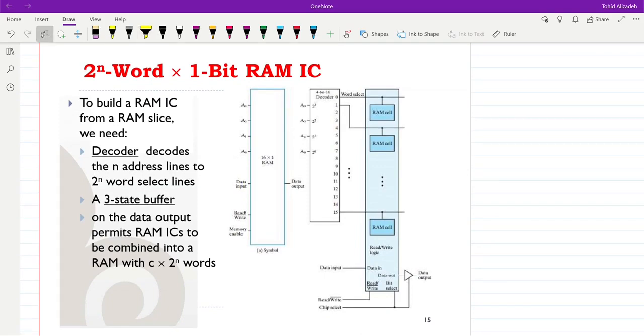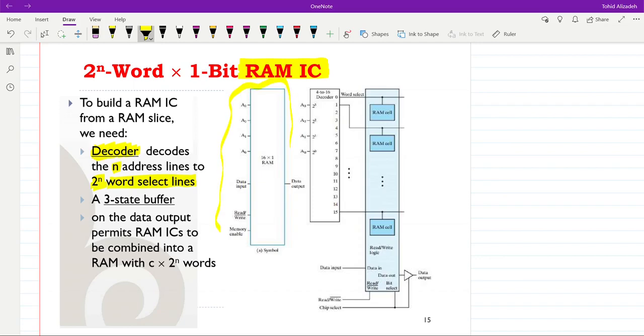Now here we have the RAM IC, okay, not bit slice, but we have the RAM IC. In order to have the RAM bit slice in the form of a proper IC, integrated circuit, RAM integrated circuit, we need to include some additional circuitry. First of all, we need to have a decoder. The decoder decodes the n address lines that we have to the 2 to the power of n word select lines. Okay. So this is the symbol that we have over here.